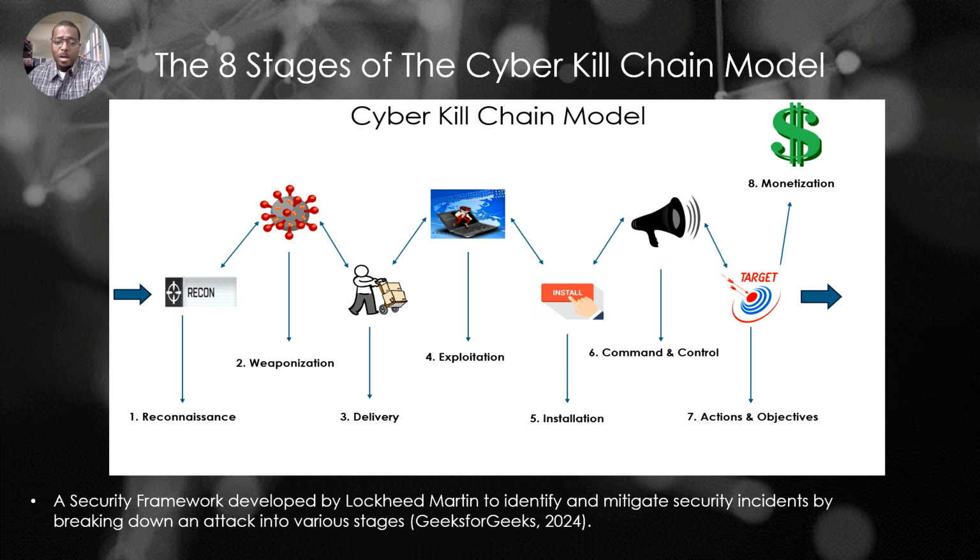The 8 stages of the cyber kill chain model include reconnaissance, weaponization, delivery, exploitation, installation. Stage 6 is command and control, and step 7 is actions and objectives. And there is an eighth stage that is monetization. The cyber kill chain model is a cybersecurity framework that was developed by Lockheed Martin to identify and mitigate security incidents by breaking down the attack in various stages.